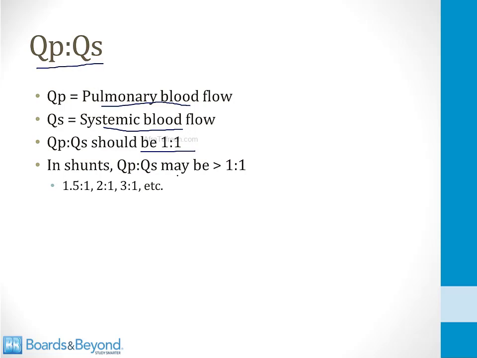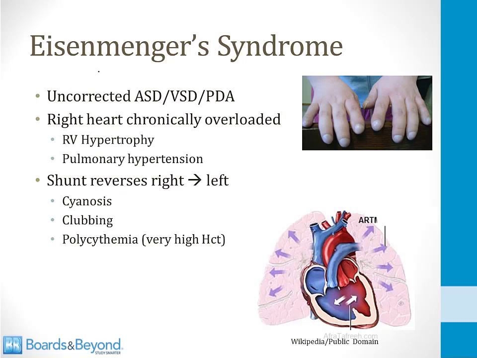However, in shunts, the QP-QS may be greater than 1. So if blood is being shunted from the left side of the body to the right, then the QP-QS may become 1.5-to-1, or 2-to-1, or 3-to-1. This is an important concept when discussing shunts. For example, once many shunts get to about 2-to-1, often closure is recommended to prevent flooding the right ventricle with too much volume and causing right ventricular failure.